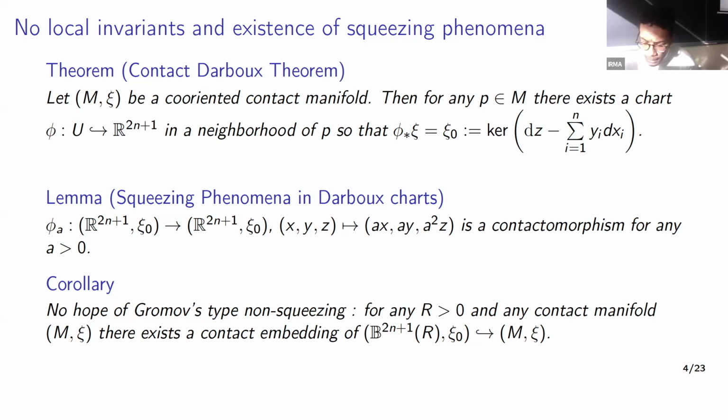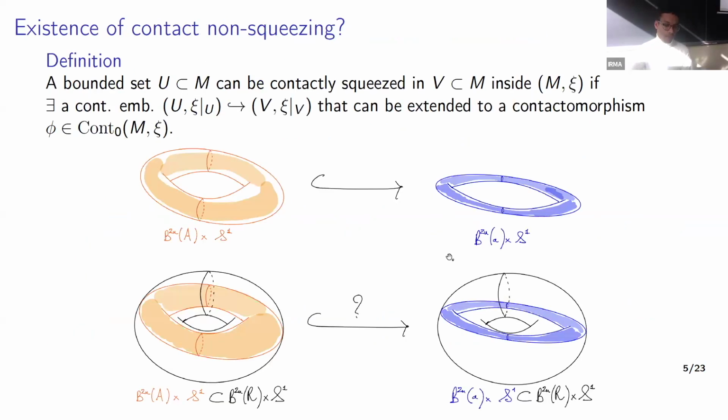So if we want to talk about non-squeezing here, we will have to be a bit more precise and more restrictive at least. The difference here will be that we will work in an ambient contact manifold. More precisely, what I define here is contact squeezing, not contact non-squeezing.